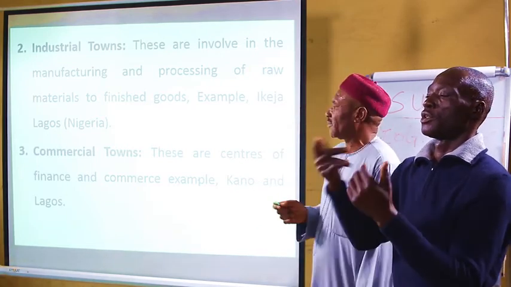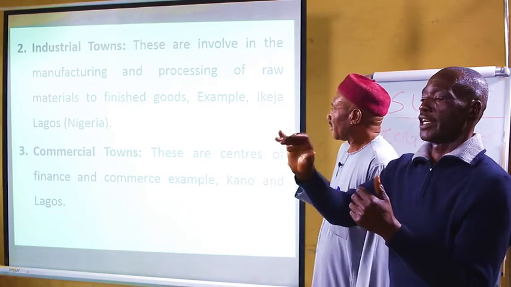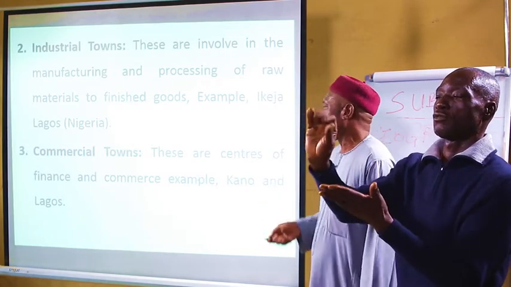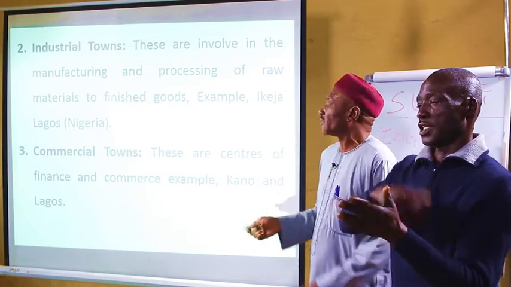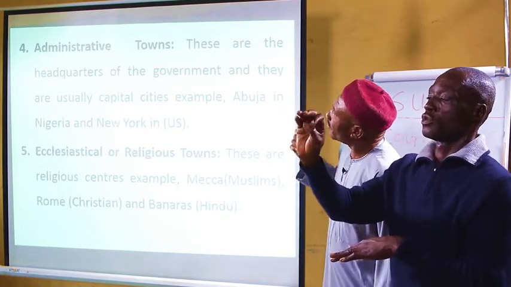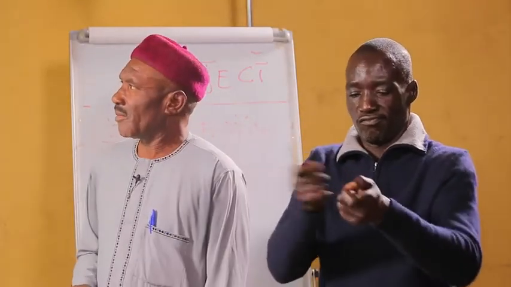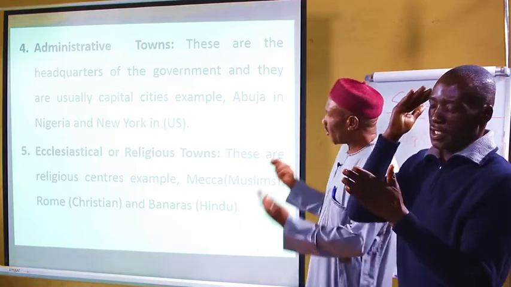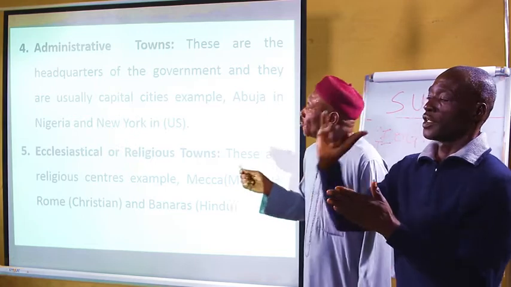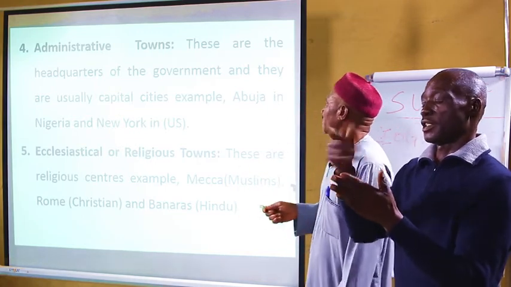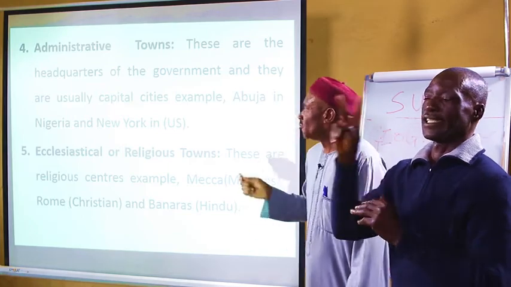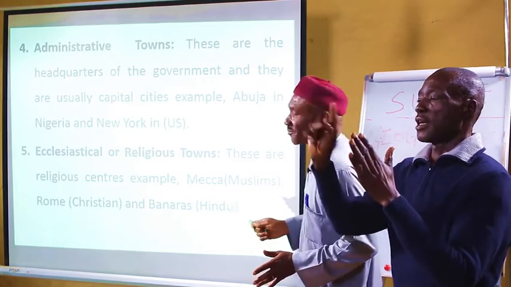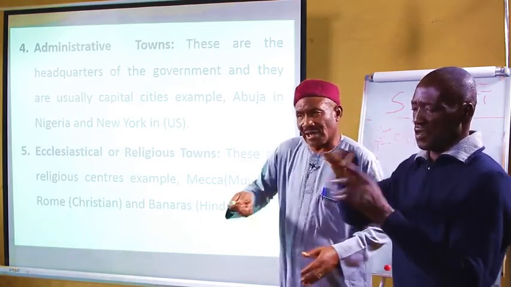Now, the third one is commercial town. Commercial towns are centers of finance and commerce. Example, Kano and Lagos. They are known as commercial towns. The fourth, administrative town. If we talk about administrative towns, these are headquarters of government, and they are usually capital cities. For example, Abuja in Nigeria, New York in USA. These are administrative towns, completely administrative. You can even say Kaduna town is an administrative town.